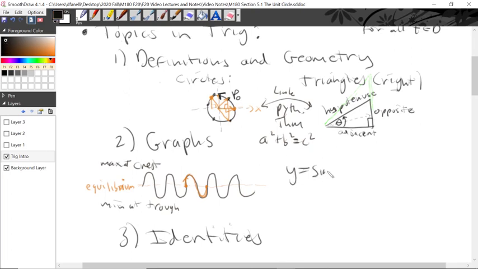So y equals the sine of x would have an initial wave that looks like this. And then that wave is going to repeat. If that wave were to repeat, it would continue outwards and we would get the complete waveform that we see here to the left.